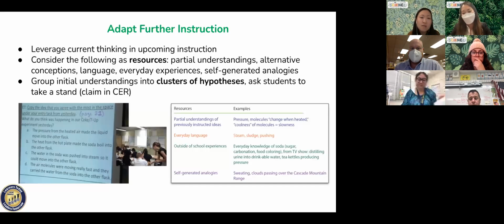And of course, all of this is so that we as teachers can adapt further instruction. We can use what they currently know to help generate initial claims, help students really have the confidence to take a stand about what they think is going on, and use that to engage in claim evidence reasoning cycles. We understand that not everyone may have the same understanding, but we treat all their partial understandings as resources.